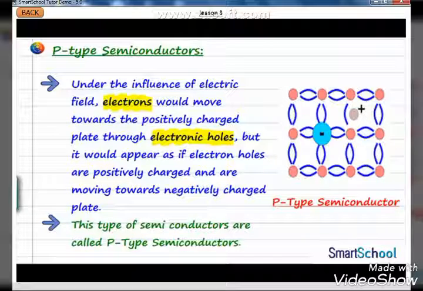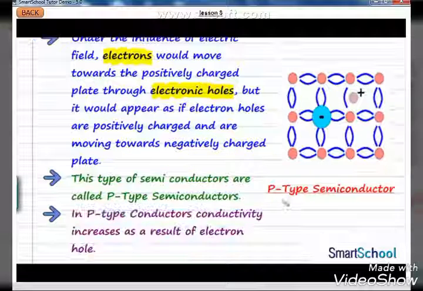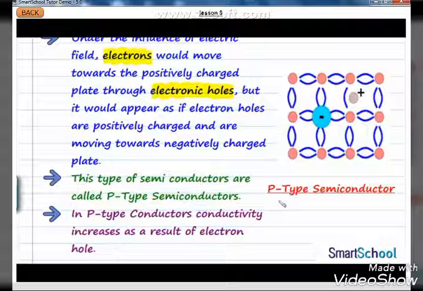So in semiconductors, we have two types of charge carriers, electrons and holes. Electrons are negatively charged and holes behave as positively charged carriers. Electrons move towards the positive plate and holes move towards the negative plate of the applied electric field. This type of semiconductor is called P-type semiconductor. So those semiconductors in which the majority charge carriers are holes are called P-type semiconductors. In P-type semiconductors, conductivity increases as a result of electron holes.